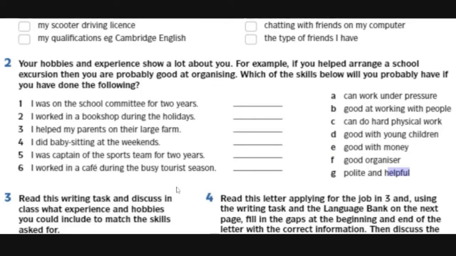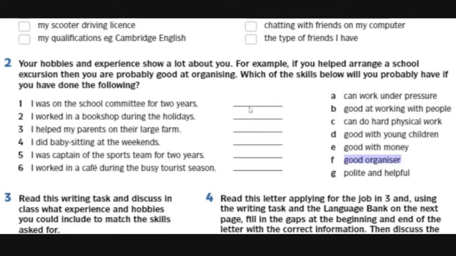Out of these six experiences, for each experience you can choose more than one skill here, of course. So for example, school committee. You can choose A, can work under pressure. You are also good at working with people because you are working with teachers, you are working with different students. And also you are a good organizer because being on a school committee, sometimes you have to plan activities. So for number one, we have A, B, and F. You can have different skills for one experience.